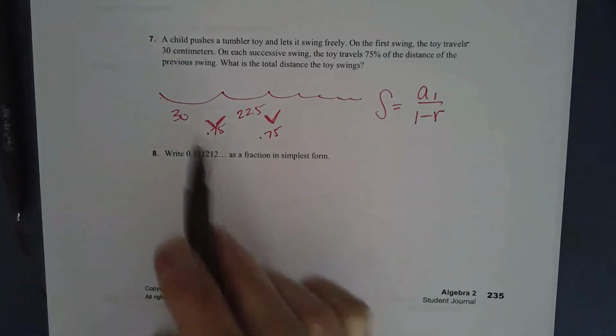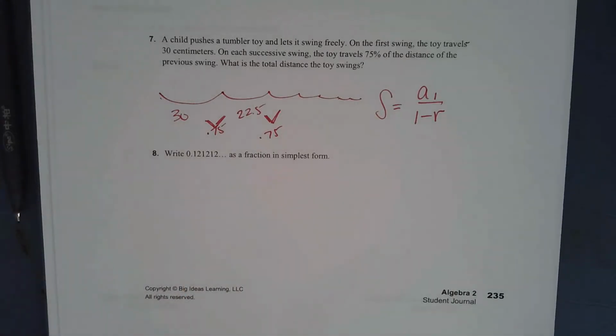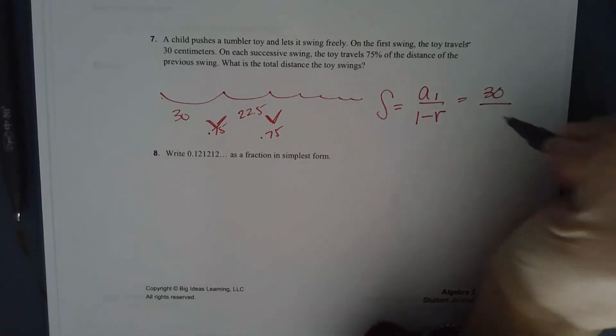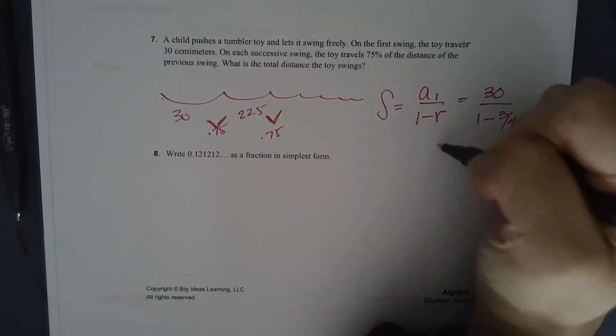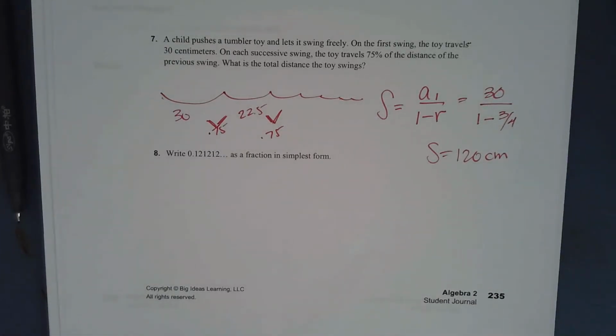So we know that the absolute value of our r is indeed less than 1 because 0.75 is less than 1. And so now we're just going to plug in what we know. We know 30 is our first term. Our r value is 0.75 or 3/4. And then I do the math and I get 120 centimeters.